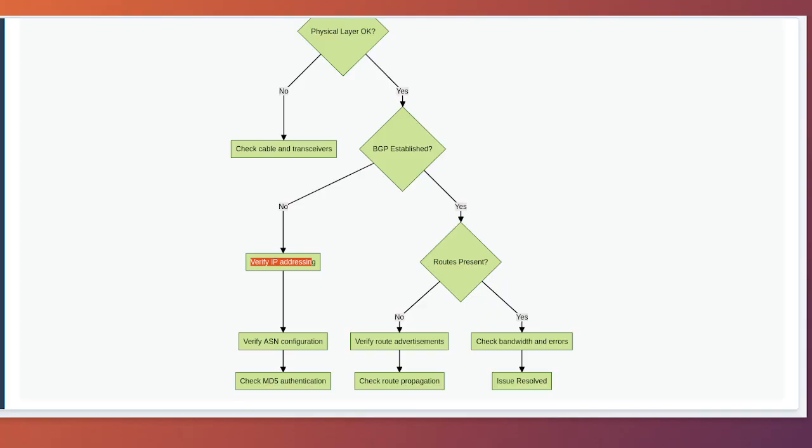Another common issue is missing routes. Your BGP session is established, but traffic is not flowing.